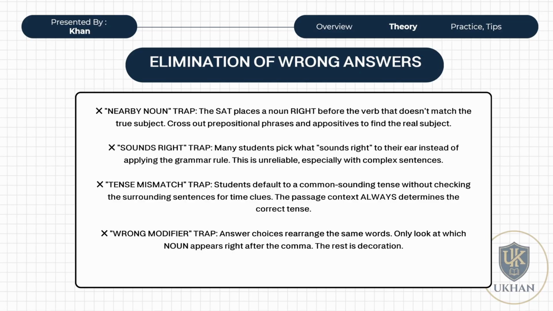Trap number 3 is the tense mismatch. Students default to the most common sounding tense without checking the surrounding sentences for time clues. In SAT passages, the context always determines the correct tense. So read the sentence before and after the blank, and the answer is in the context, right? And then trap number 4 is the wrong modifier. On modifier placement questions, the answer choices rearrange the same words into different orders. Students get distracted by the length of the choices or the content. So you need to ignore all of that and look at which noun appears right after the comma, because that'll be the only thing that matters.